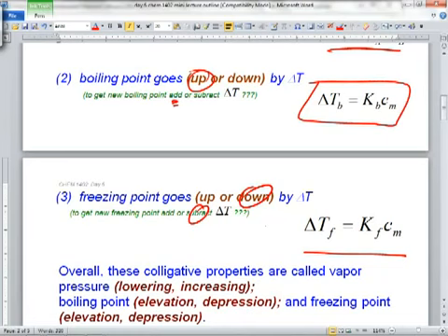KF, what do you do to get it? Yeah, look it up in the table. For the solute or the solvent? The solvent. Right. And CM, again, recognize it, molality. Moles of solute over kilograms of solvent.